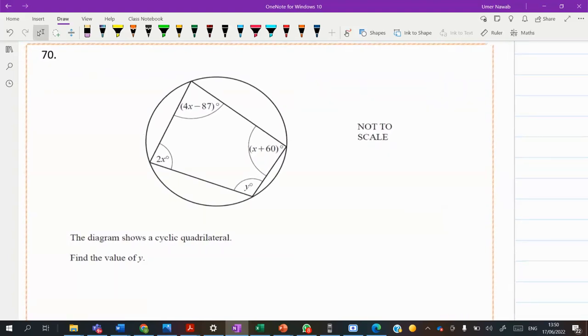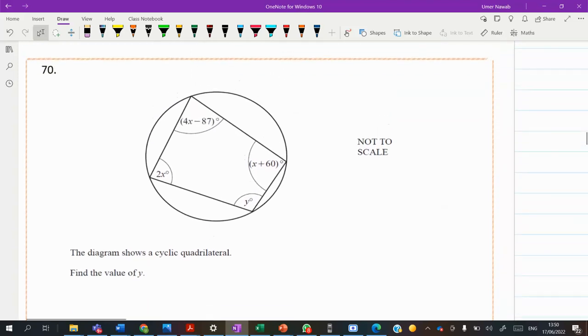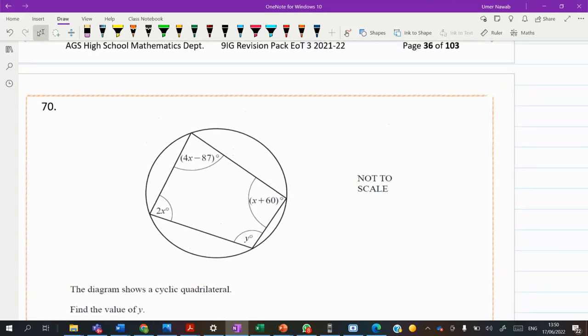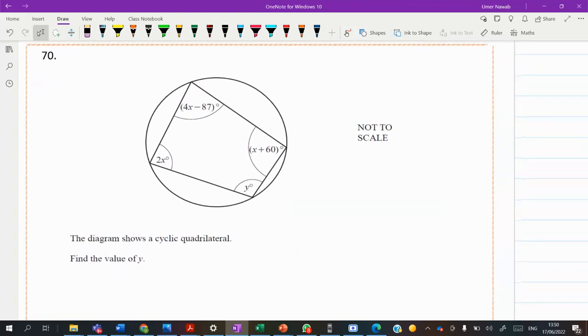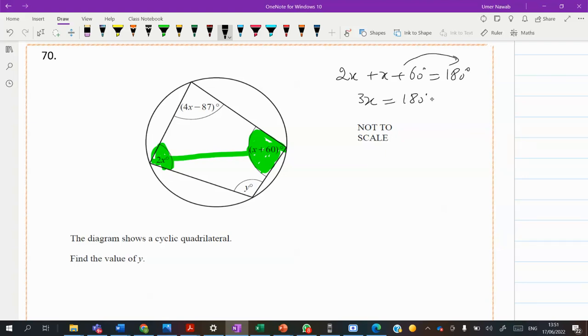Next, if you can see, we want to find the value of y. Guys, two equations you will try to make. This plus this has to be 180. Can I try to get the value of x? So 2x plus x plus 60 is equal to 180. So 3x is equal to 180. Send the 60 to the other side. So 2x is equal to 120. So x is equal to 60 degrees.